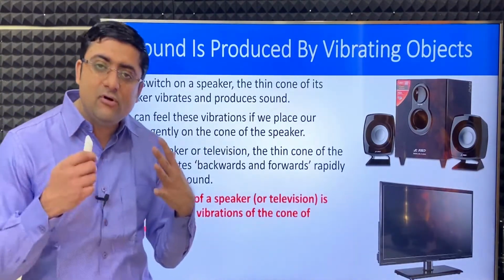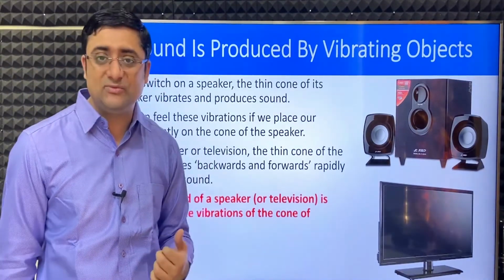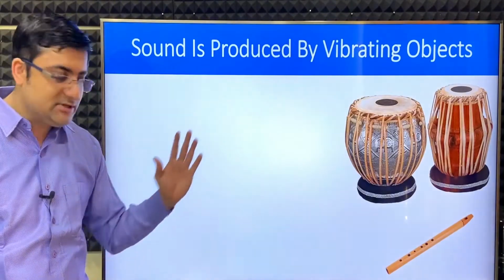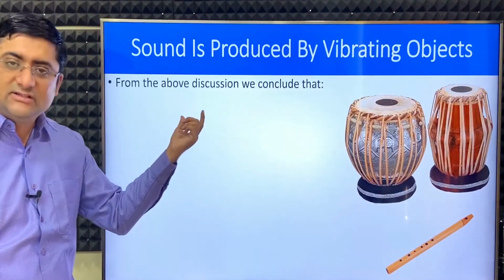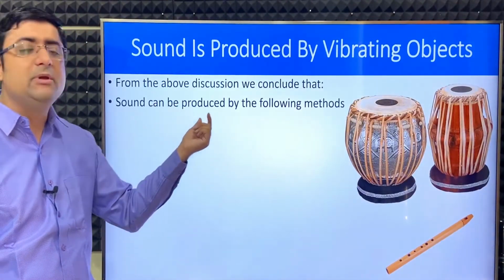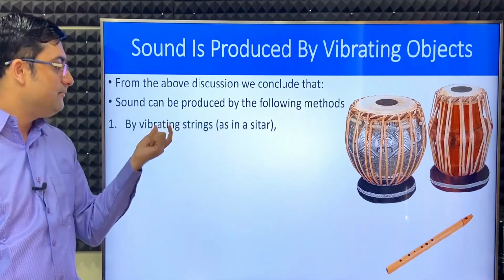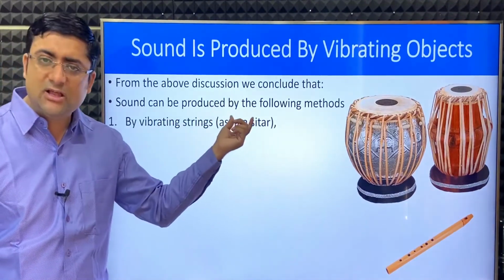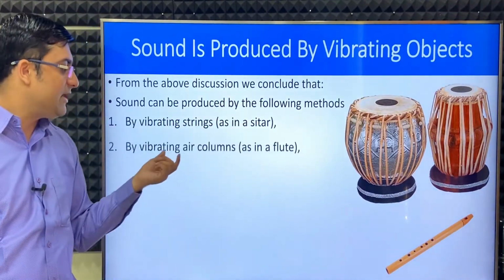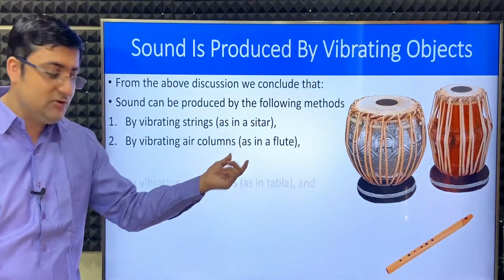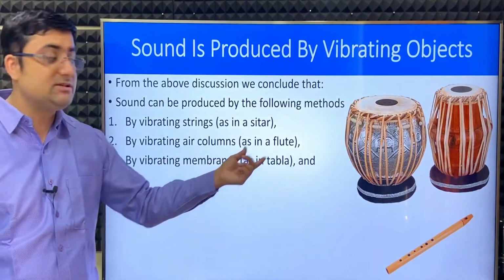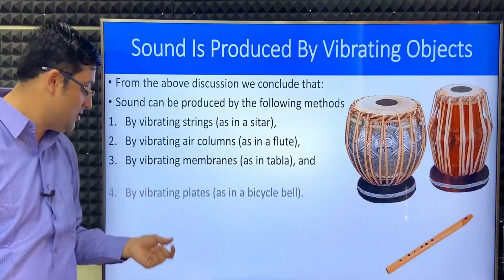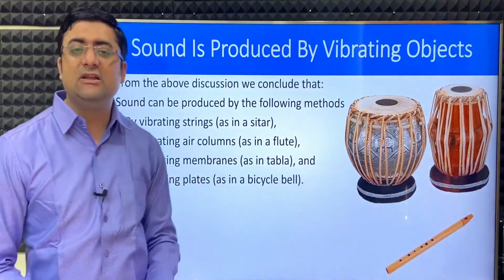So remember, guys, for a sound to be produced, vibration has to be there. So I hope the concept is clear. So see, from the above discussion, we conclude that sound can be produced by the following methods: by vibrating strings, as in a sitar or a guitar; by vibrating air columns, like in a flute; by vibrating membranes, like in a tabla or a drum; or by vibrating plates, as in a bicycle bell.